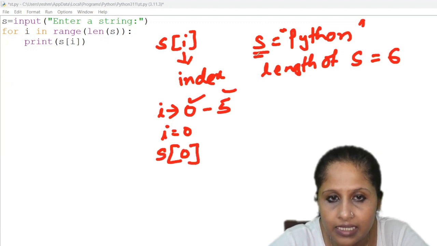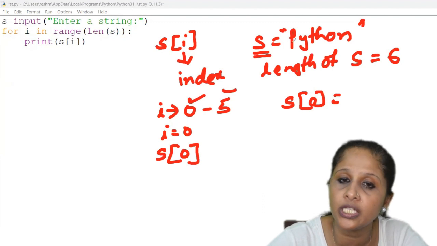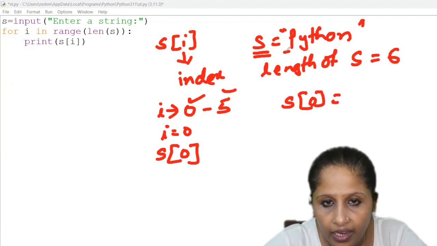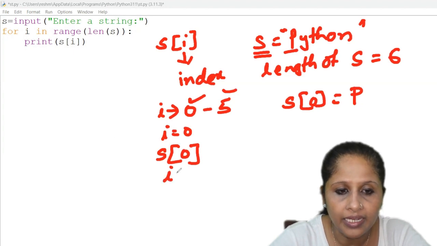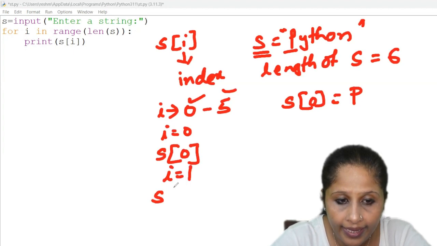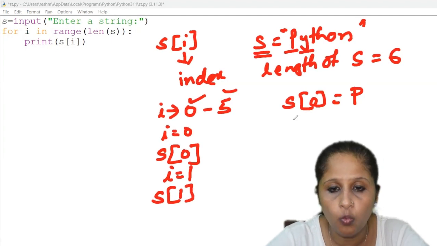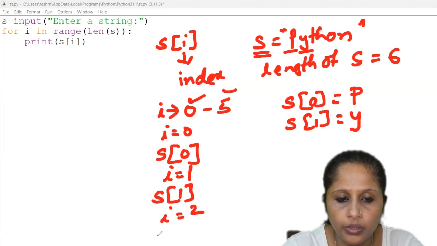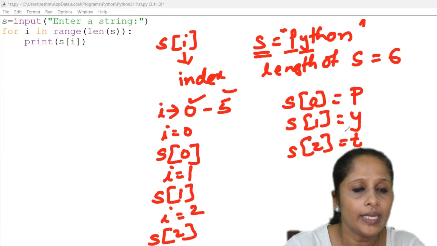So here s is this one. s[0] means in 0th position what value we have? We have this P. So the P will be printed there. Then going back, i will be 1. Then s[1] will be printed. What is s[1]? It is Y. Then i equal to 2. Then s[2]. It is T. So that T will be printed. So let's see the output.